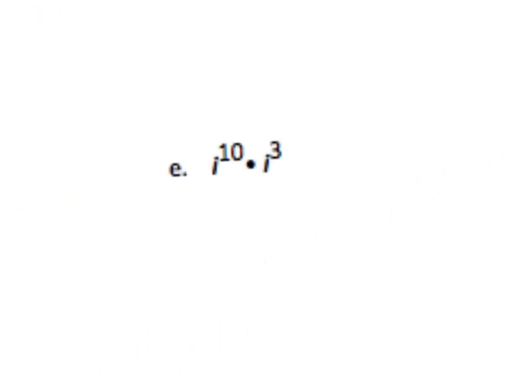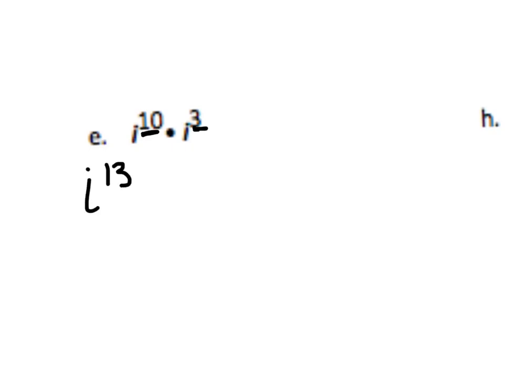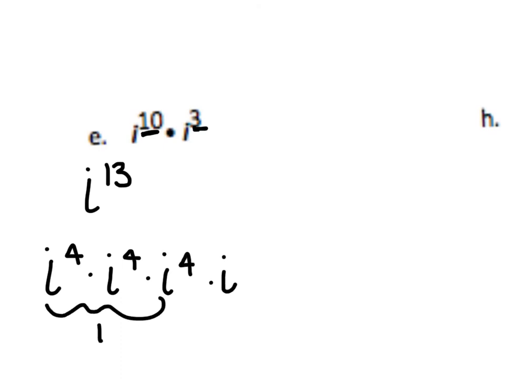Okay, let's do some more. We got E, so we're multiplying here. I multiply first and then break down, because some things kind of end up happening when you put these together. So again, when you're multiplying with variables and exponents, you add your exponents together. So i to the 13th. Again, I'm going to break this down: i to the 4th, 3 groups of 4, and then I have 1 extra. So this is all 1, and i is just i, so your answer is i.